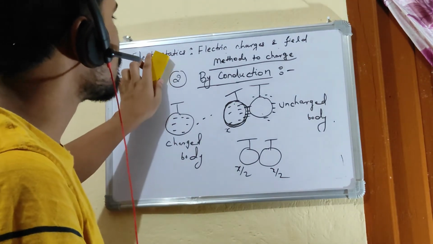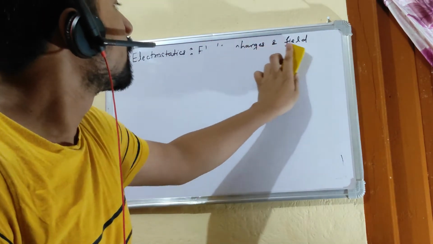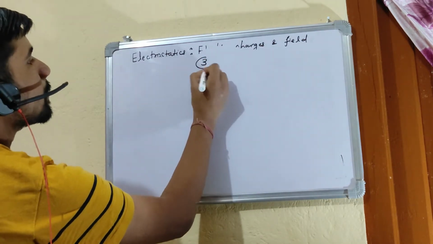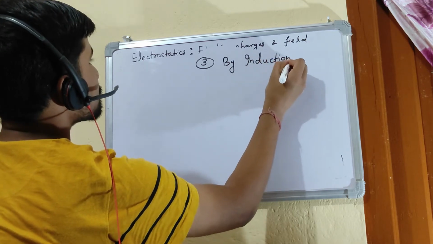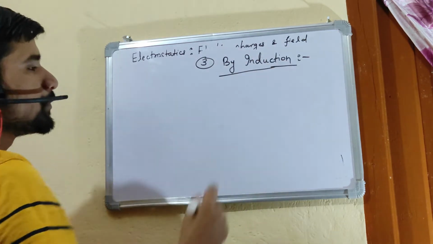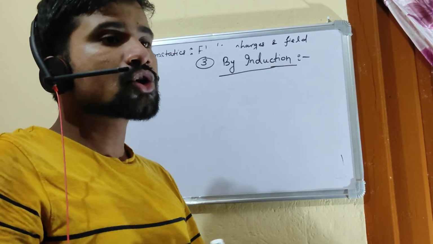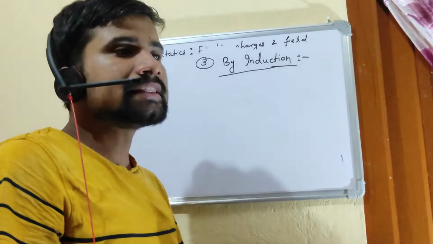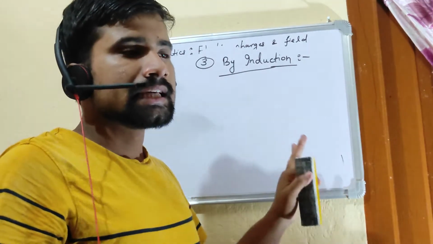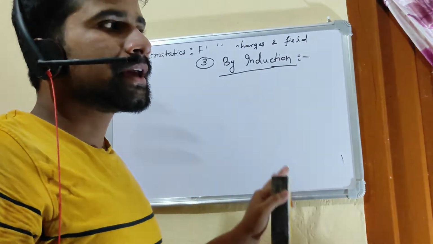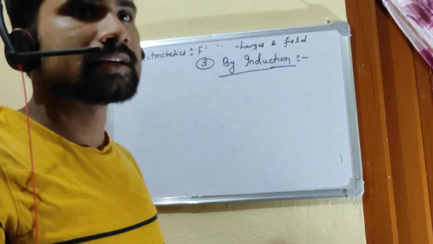Okay, coming to the third method: the third is by induction. We see that in conduction we had to bring a charged body in contact with an uncharged body, and then the charge is created. But this particular method is a contactless method. Here we won't be bringing two bodies into contact, but without bringing them into contact we will develop a charge in them.